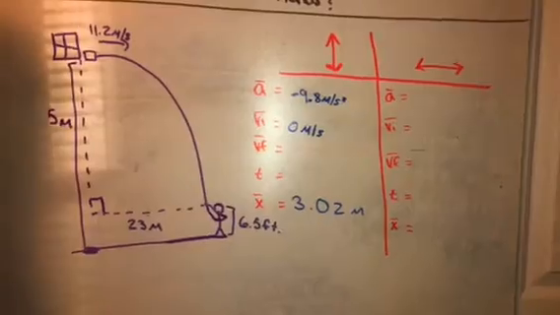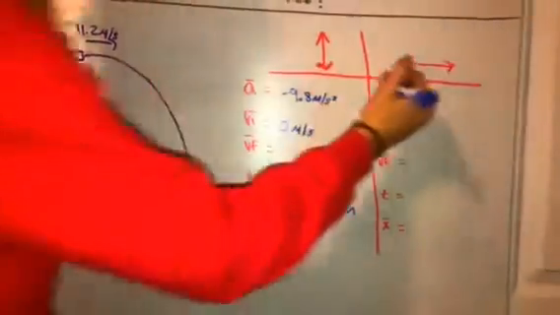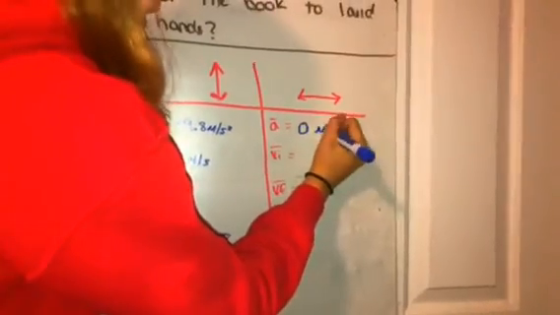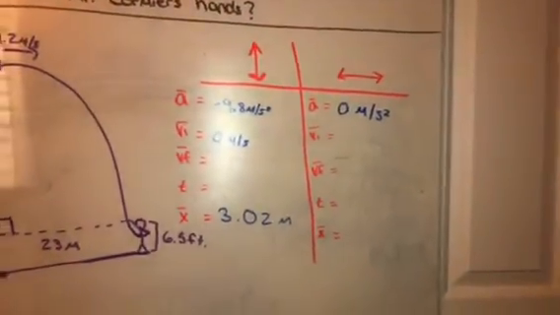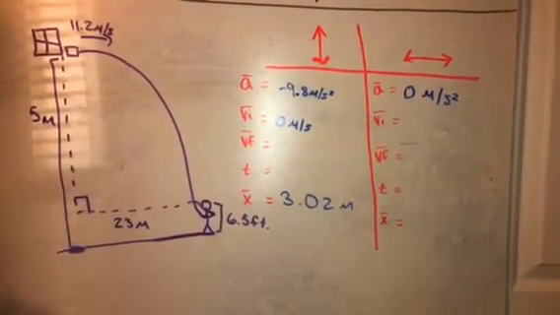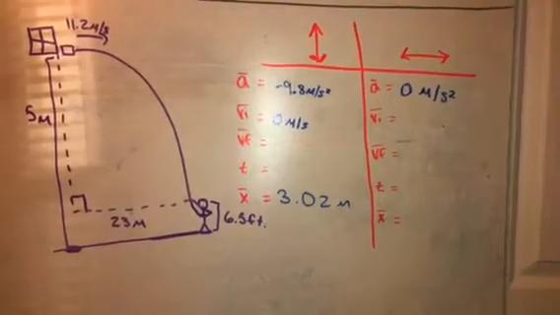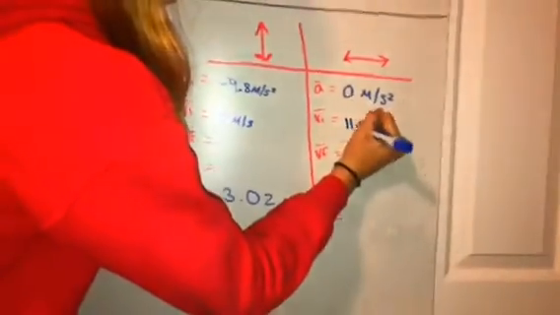So now let's move on to the horizontal solutions. For acceleration, it is commonly known that horizontally it's 0 meters per second squared. Why? Because our velocity rate is constant, so therefore there is no acceleration horizontally. The initial velocity was stated in the problem to be 11.2 meters per second.